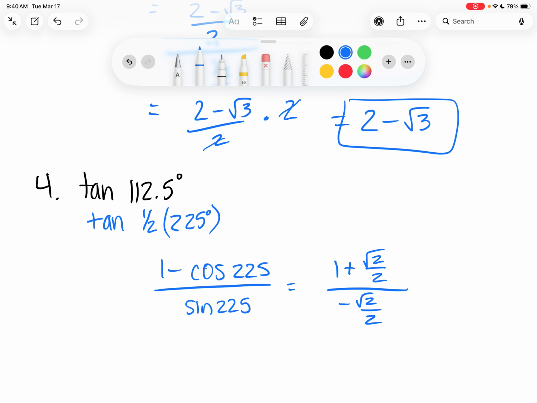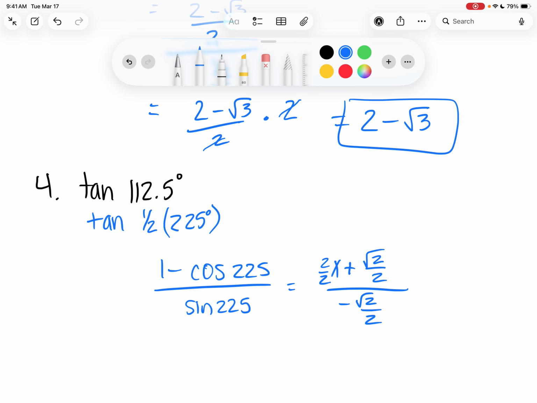So then again, I need a common denominator on top, so this is 2 over 2. And as soon as you start working this problem, if you see that, you can just rewrite this 1 as 2 over 2. You don't even have to write a 1 at all. You could just literally write it so it looks like that instead. That's just up to you.